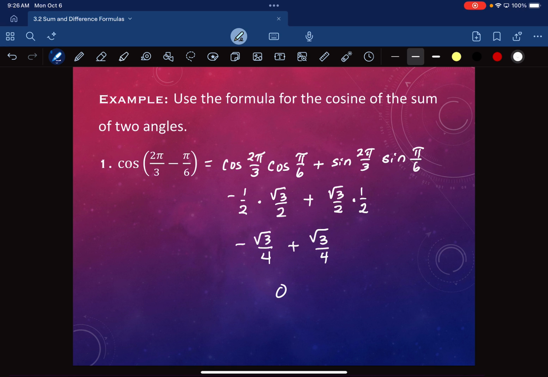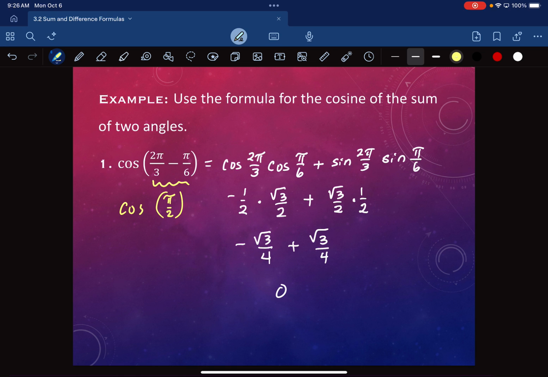In fact, if you try to do the 2 pi over 3 minus pi over 6, somebody just tell me what that angle measure actually is, because this is not a good example of one where we absolutely needed to do it this way. What is 2 pi over 3 minus pi over 6? It is pi over 2. What is the cosine of pi over 2? 0. It's 0.